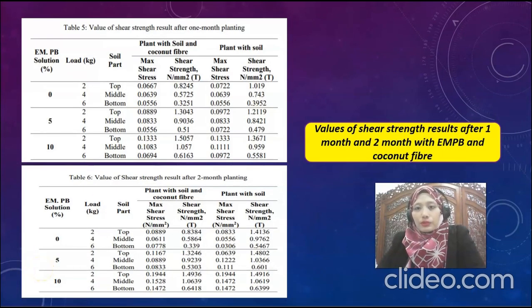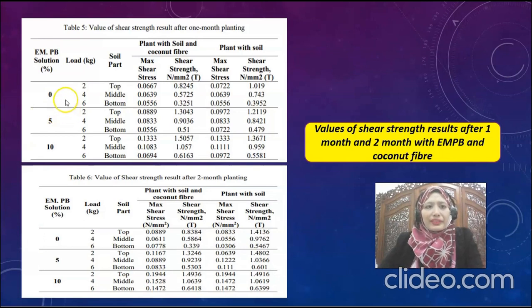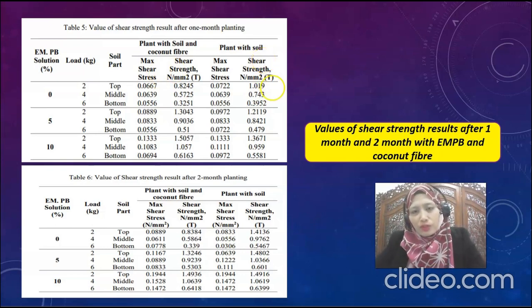Okay, let's take a look at the result for the shear strength for 1 month and also 2 months with EMPB and also coconut fiber. At 1 month planting with EMPB between 0 to 10%, the range value for the shear strength with the presence of coconut fiber is between 0.3251 and 1.5057, while without coconut fiber, the range value for the shear strength is between 0.3952 to 1.3671 Newton per millimeter square. So it can be said that the values for the shear strength are almost close to each other. So the presence of coconut fiber is also able to enhance the soil slope.